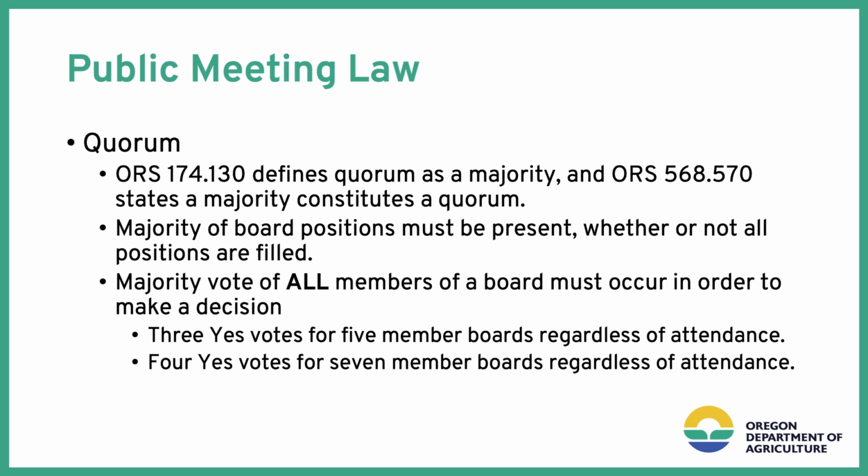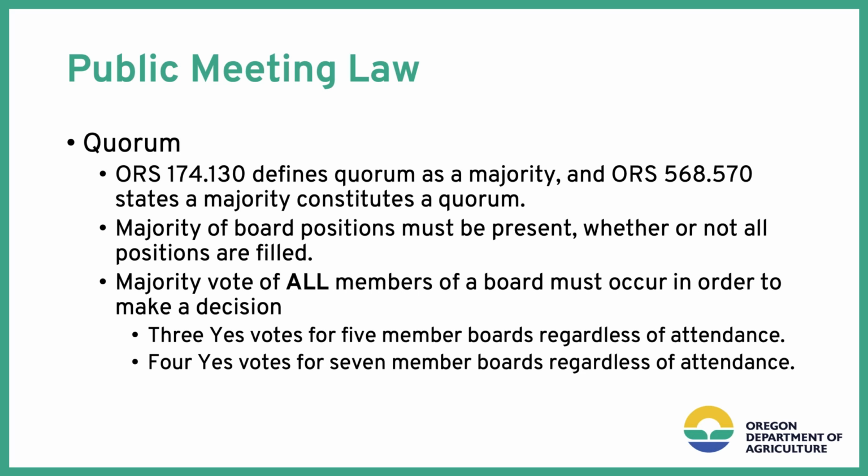Additionally, by law, a majority vote is a vote of all of those positions, not who's present, not the positions filled, but of all of those positions. So to have an affirmative vote for a 5-member board, you need 3 yay votes in every and all circumstances. It doesn't matter if there's 3 people there or 5 people there. For a 7-member board, you always need 4 yay votes. It doesn't matter if there's 4 people there, 5, 6, or 7. It doesn't matter if you only have 4 positions filled. You need 4 yay votes.